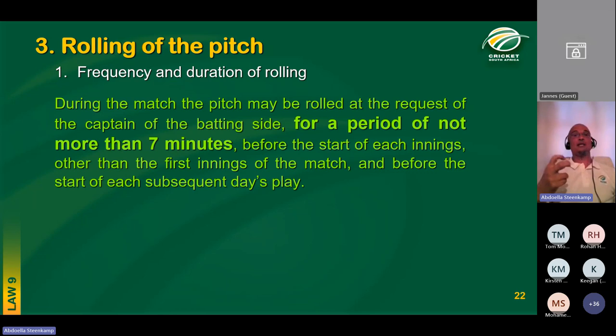Let's say team A batted first, now they get dismissed. Before the innings starts of team B, they are allowed to roll. So those are the two instances after the game has started when rolling is allowed: before the start of each innings, and before the start of each subsequent day's play, day two, day three, day four, and day five. So now we know when rolling can take place.